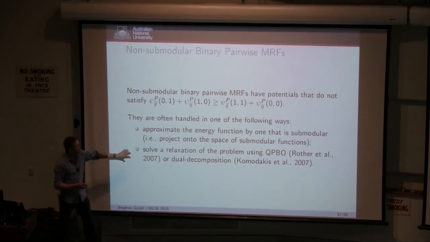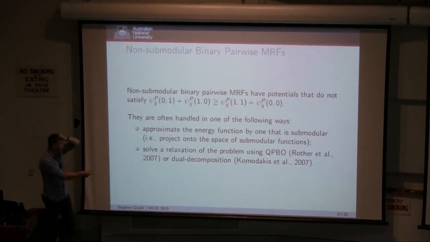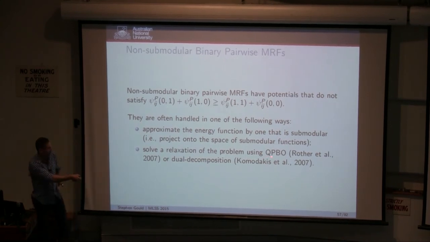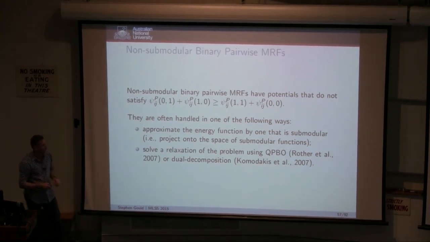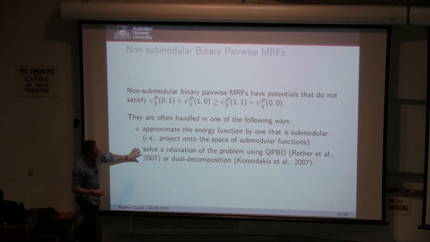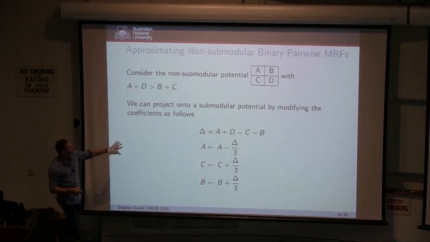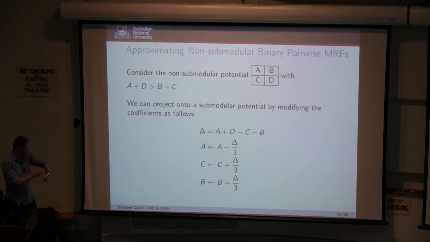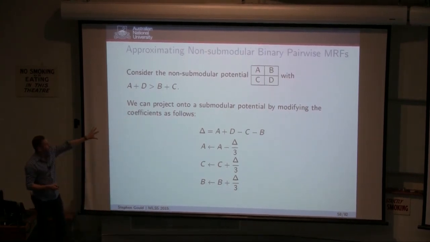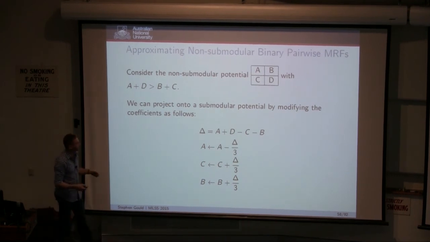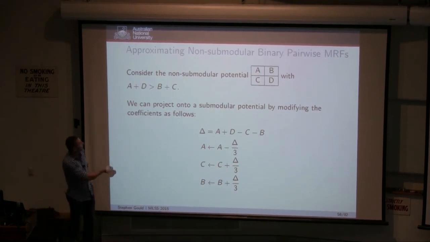The other way we can do it is we can relax the problem and solve it using an algorithm known as QPBO, or roof duality. And this relates very much to linear programming relaxations. I'll just briefly go through each of these two steps, but in the interest of time, I'll ignore the details. Okay, so the first way we said we could deal with non-submodular terms is to replace them with something that's submodular, but in some sense close to the non-submodular one.